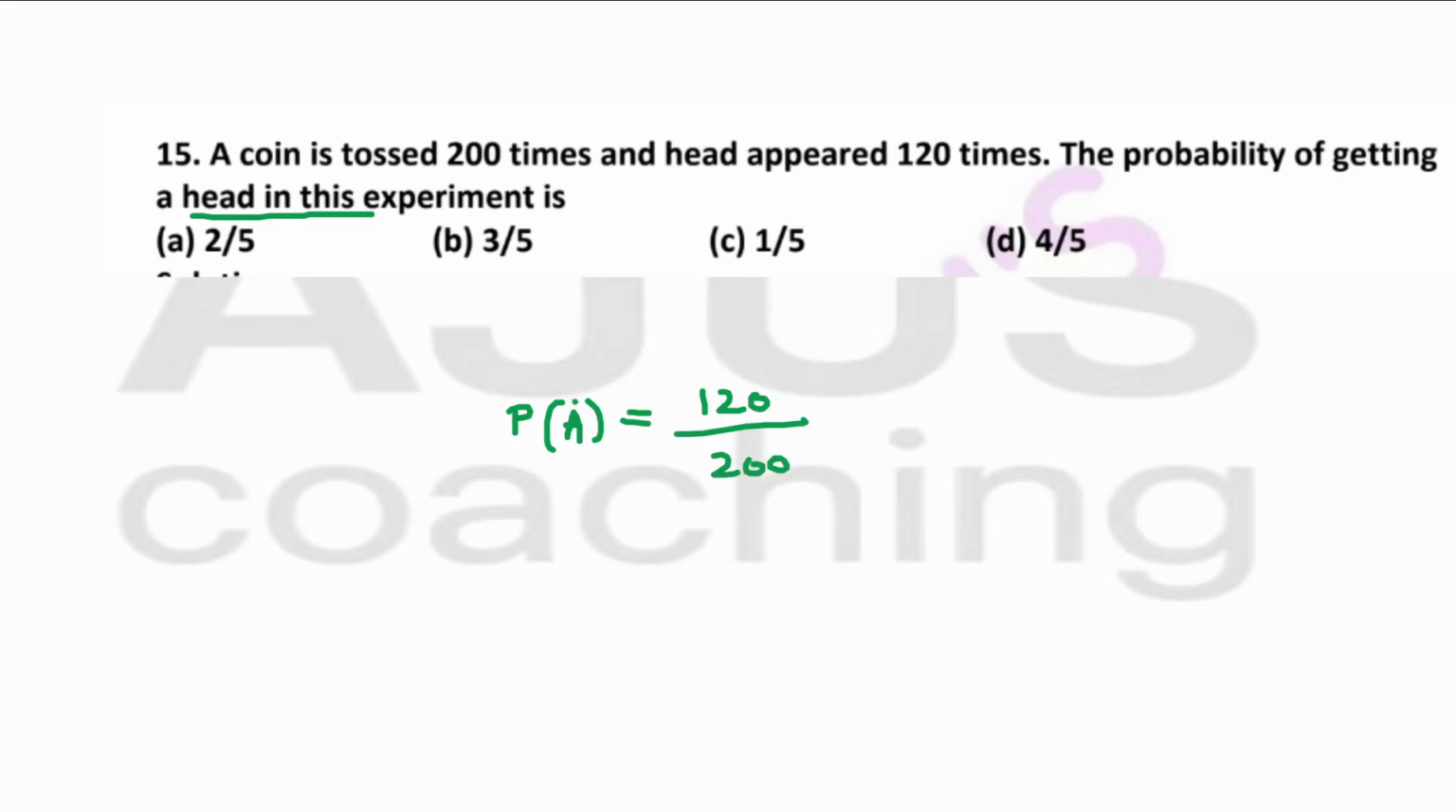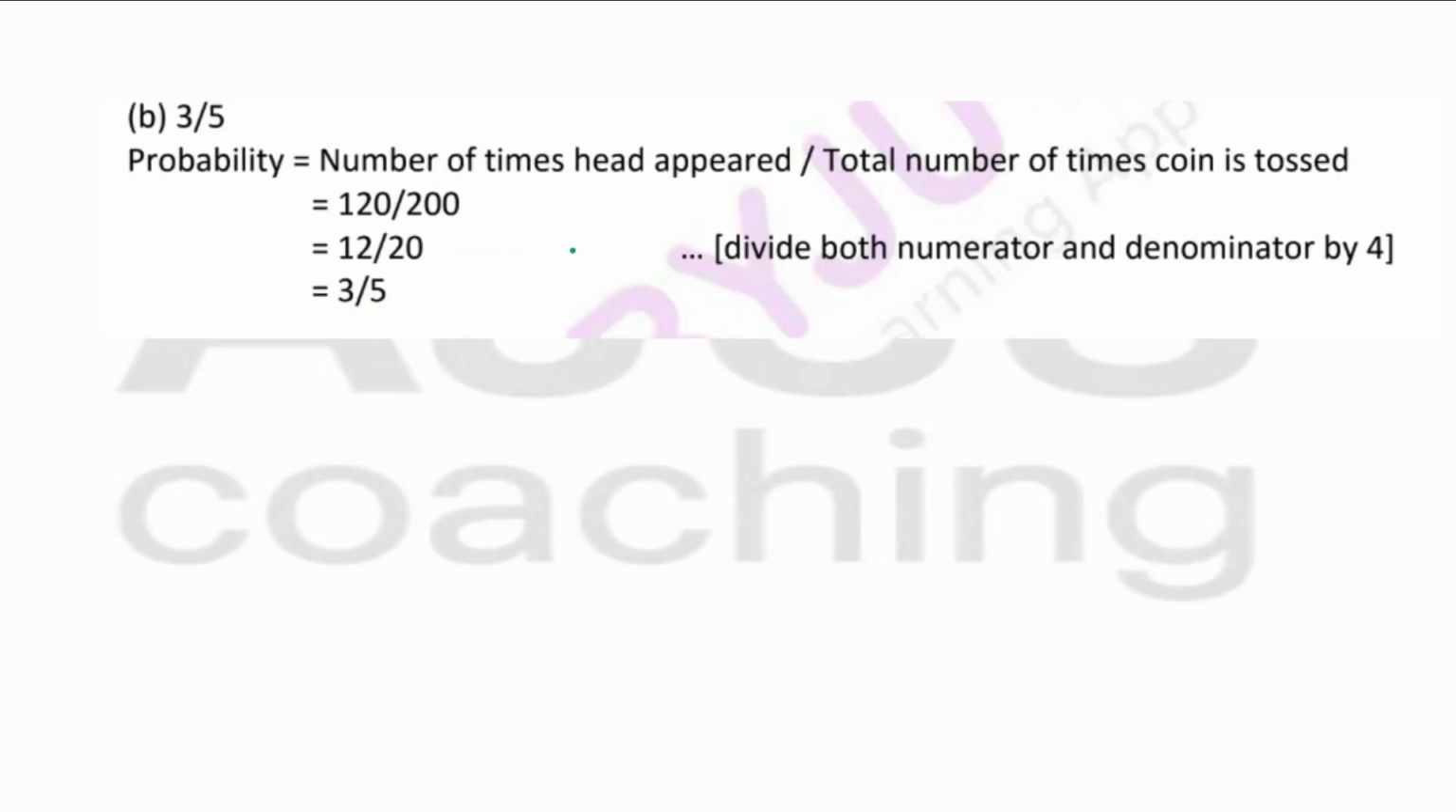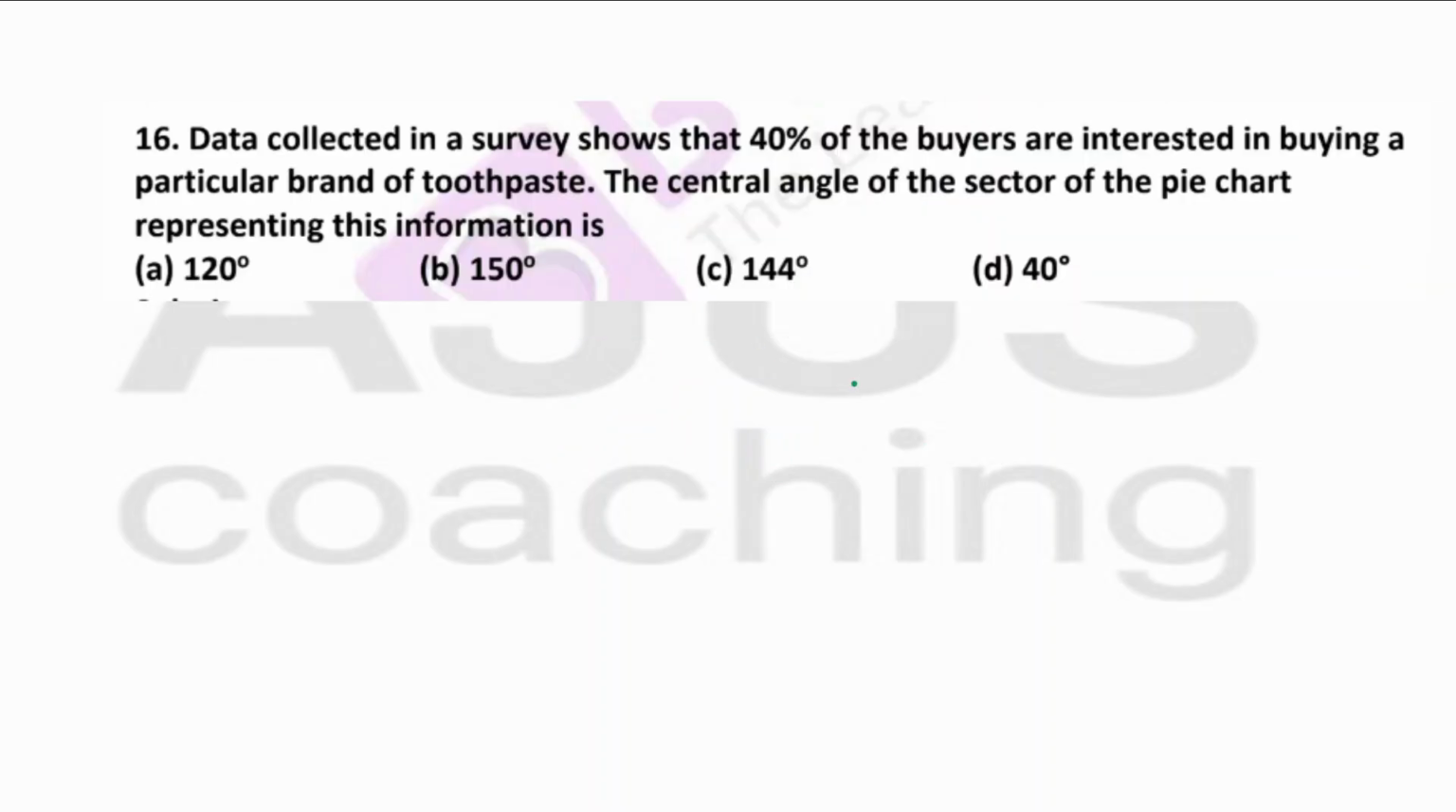So the probability of getting a head in this experiment is number of events favoring head, 120, over total number of events, 200. If you simplify this, cancel the zeros, then 3 fours are and 5 fours are. So 3 by 5. So 3 by 5 is the right option. Correct your solution. Pause. Resume. Okay, read this question and solve the problem in your notebook.